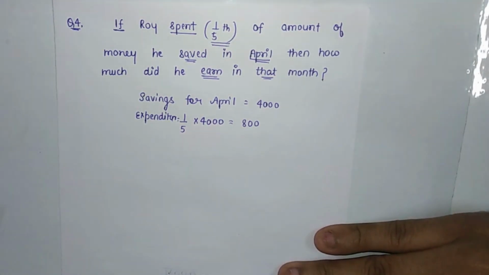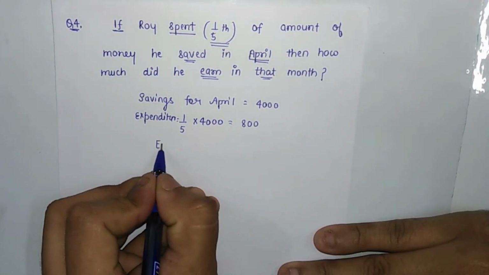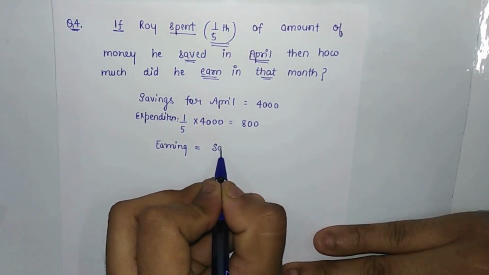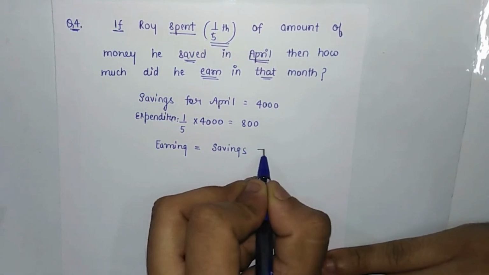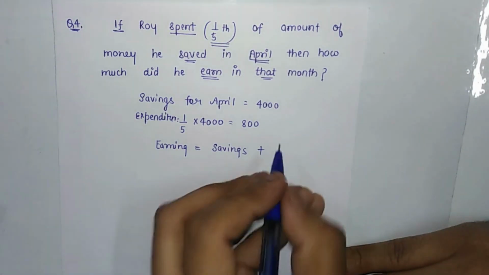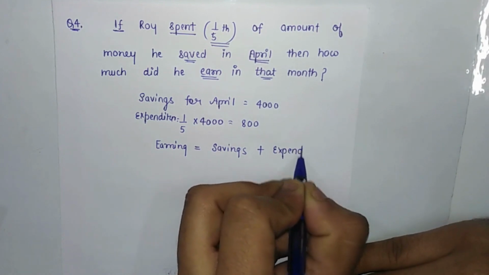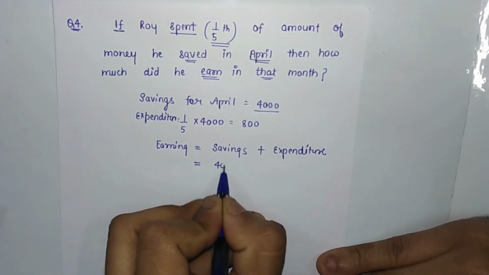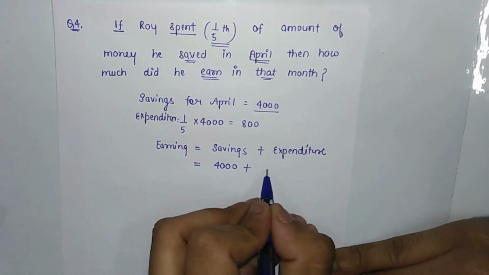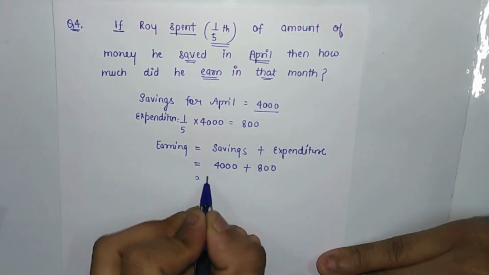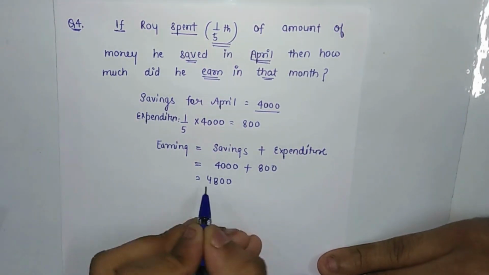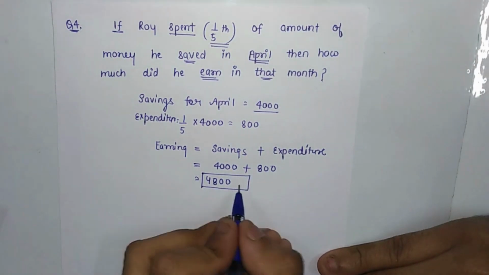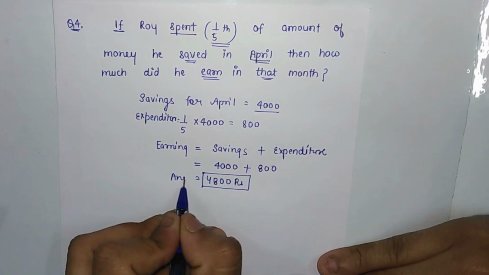So what will be his total earnings? His total earning for that month will be equal to his total savings and the amount of money he spent, which was his expenditure, right? We know that his savings for that month was 4,000, and his expenditure for that month was 800. So this can very easily be calculated: his earnings for the month of April is rupees 4,800. This will be the answer for this question.